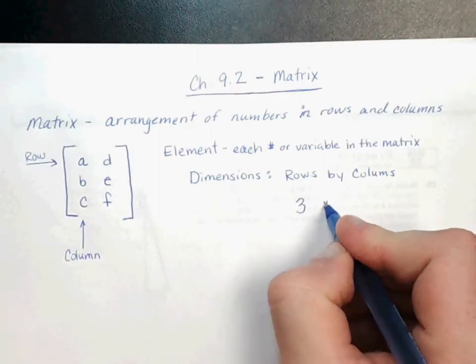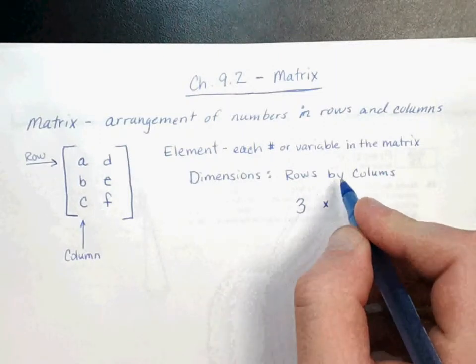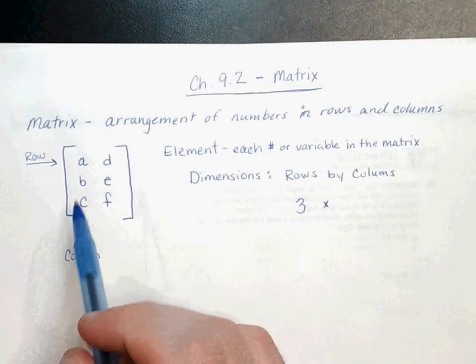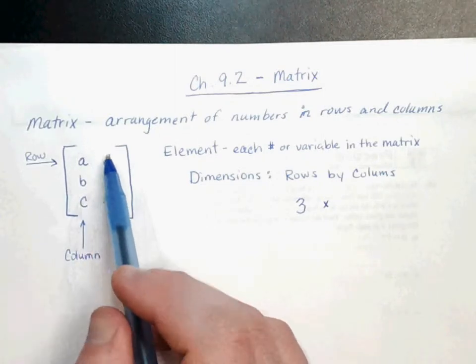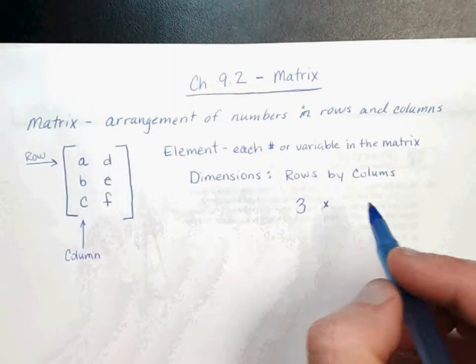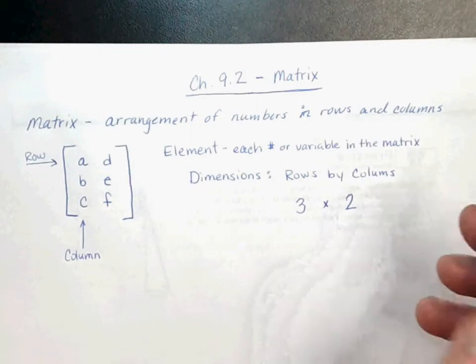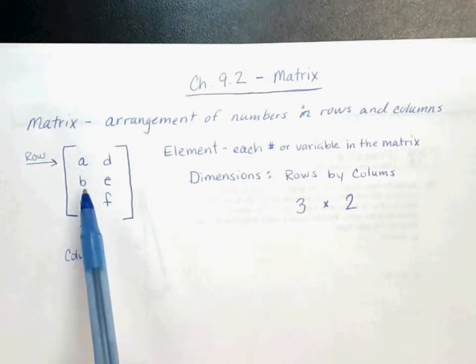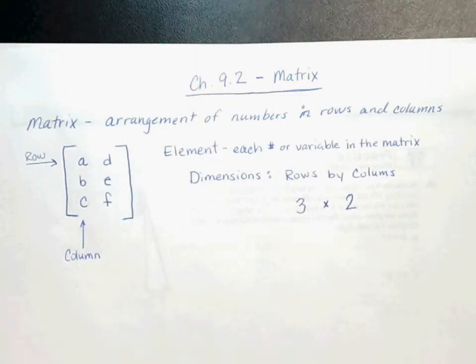Then we use an x for the "by" part. And then we look and see how many columns we have. So we've got 1 column, 2 columns. So this matrix here that we drew would be a 3x2 matrix. That would be the dimensions of our matrix here.